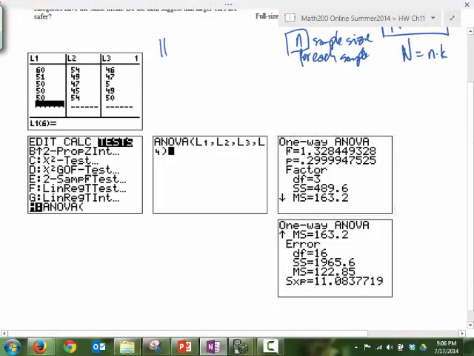But let's write down our null hypothesis here. Null hypothesis, mu1 equals mu2 equals mu3 equals mu4. Since there are 4 sets of data, 4 categories, we're going to say mu1, mu2, mu3, mu4. And the alternative is, in words, at least one mean is not equal.